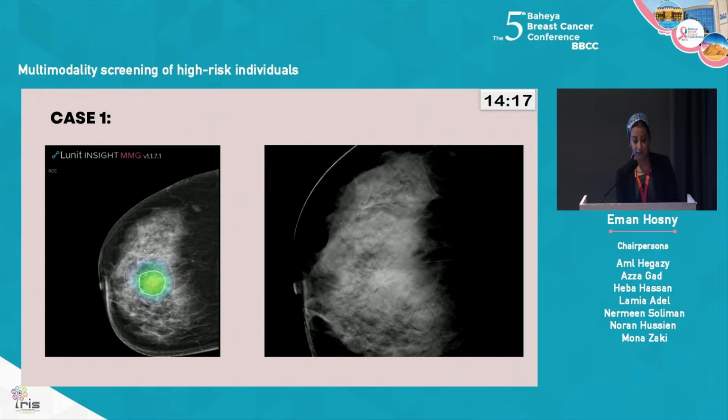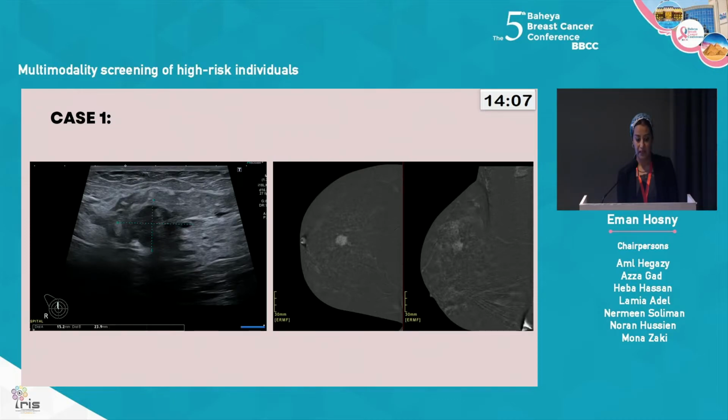The AI detected it with 66% probability of suspicion, and this is the slice of the tomosynthesis delineating the spiculated mass within the heterogeneous, extremely dense breast. This is the ultrasound of the study, and the contrast mammography demonstrates a solitary enhancing lesion.